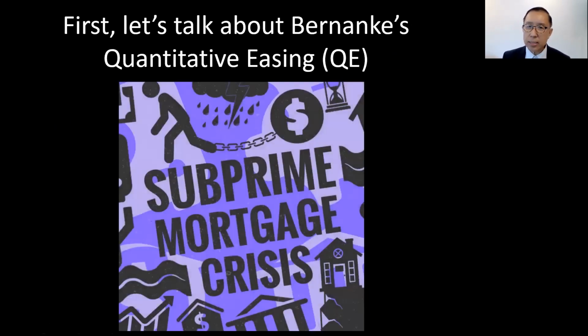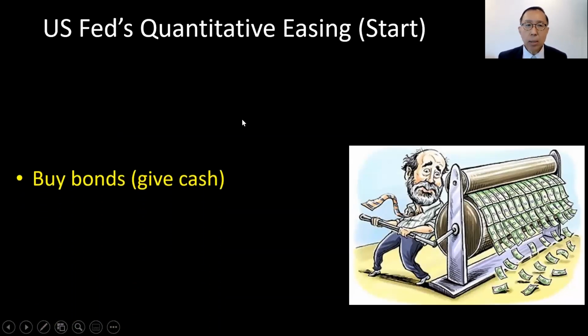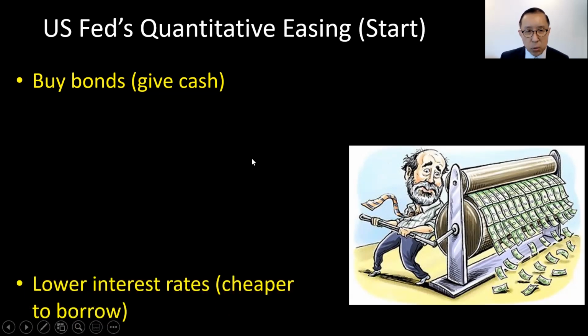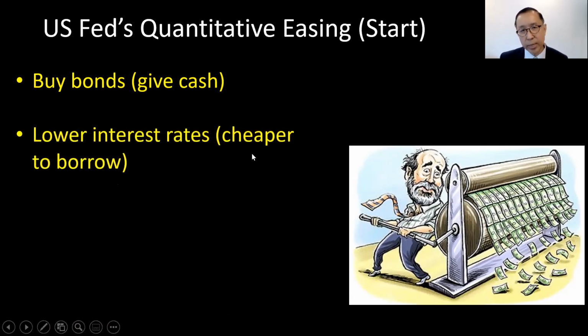Before I continue, I'd like to talk a bit about Ben Bernanke's quantitative easing, or QE. This was way back in 2007, remember? What he did was he bought bonds. By buying bonds on the market, you are giving cash to the market. Number one, you are creating money for the market. Number two, what he did was he lowered interest rates. It makes it cheaper for companies that are in trouble to borrow money. So that's the two things he did.